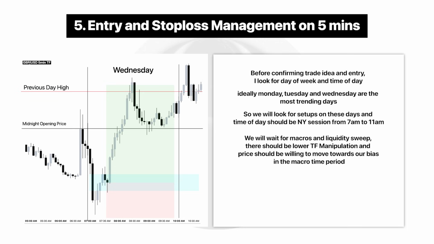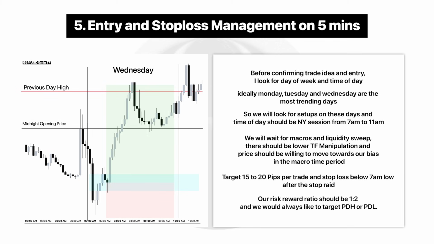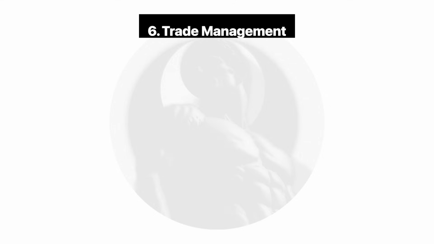Our scalping model tells us to target 15 to 20 pips per trade and stop loss below 7 am low after the stop trade. Our risk to reward ratio should be 1:2 and we will always like to target previous day high or previous day low. Finally, let's talk about the trade management.